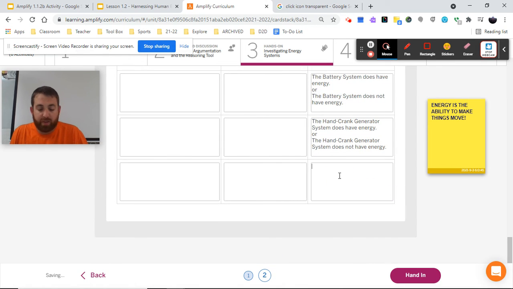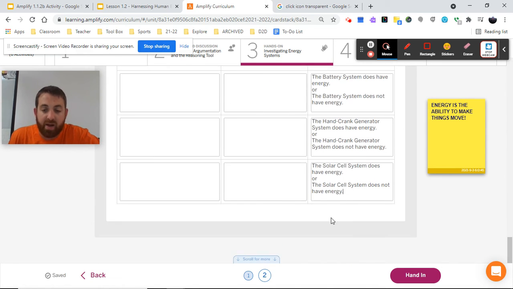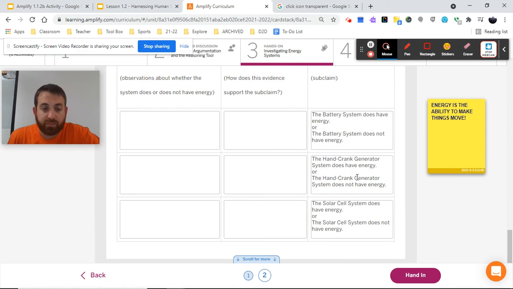So notice, I'm copying and pasting. You can do two, but you need to make sure you pick one, whether the battery system has energy or does not have energy, crank has or does not, solar has or does not. Now, in this section here, this is where we need to put our observations. So in other words, what did you observe that helped you come to this conclusion that the battery system does or does not have energy? We should have a very simple and basic observation. Same with the hand crank, same with the solar cell.